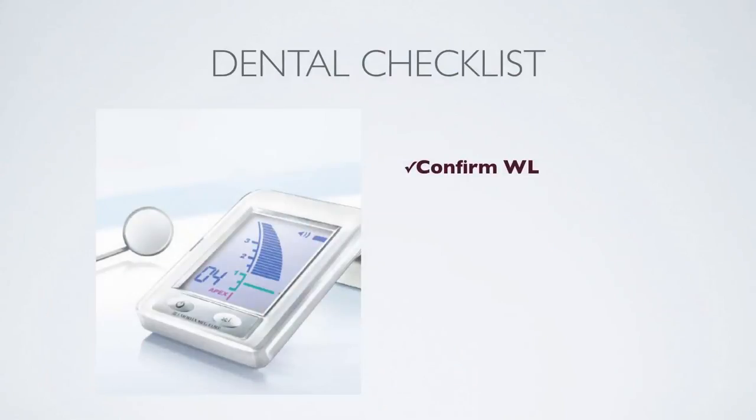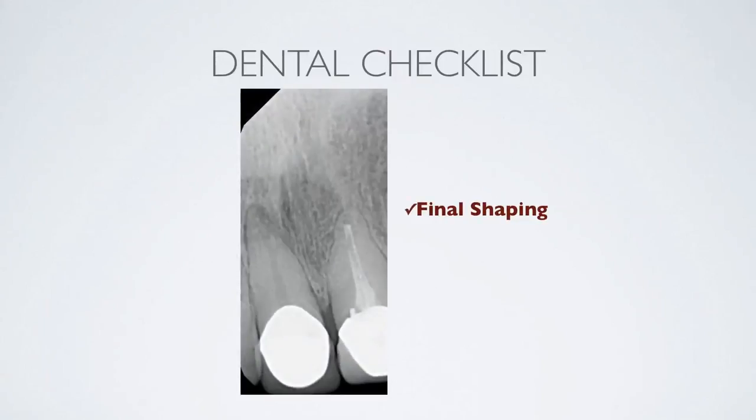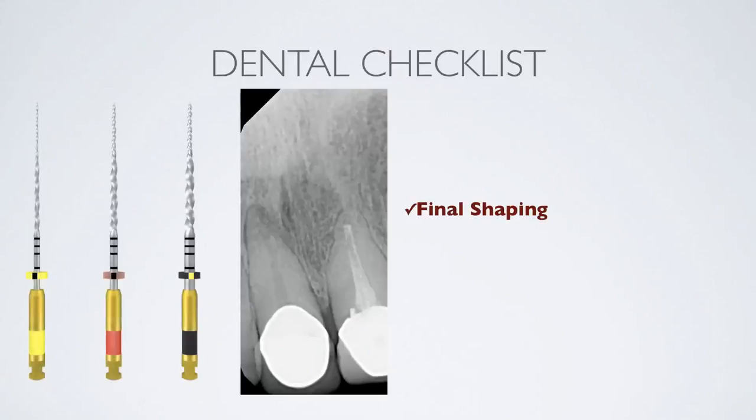Once we have confirmation with the apex locator, we can then proceed to our final shaping with a filing technique of choice. There are many choices of files and techniques available. For this case, I decided to use the Wave 1 file because of its simplicity. Due to the size of the canal, the large Wave 1 file was used, which can be seen here with a black stripe. This file has a tip size of 40 with a progressive taper.